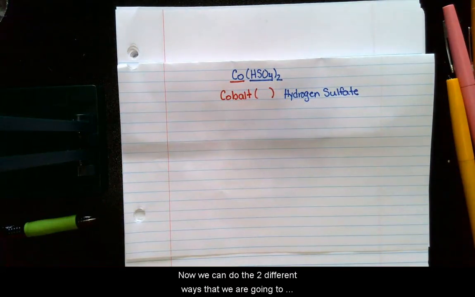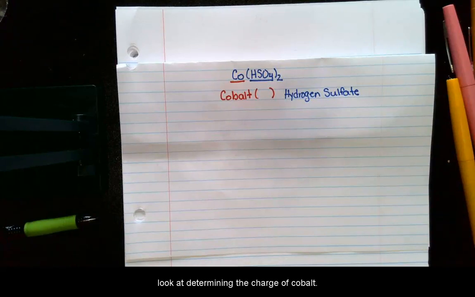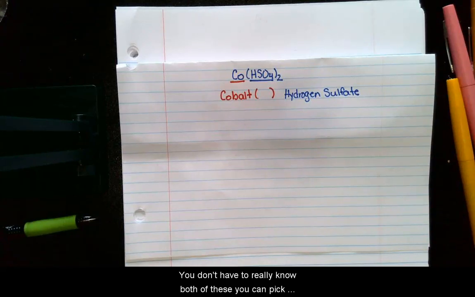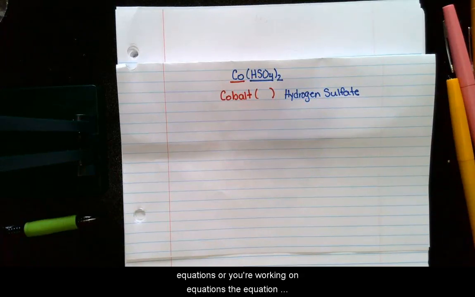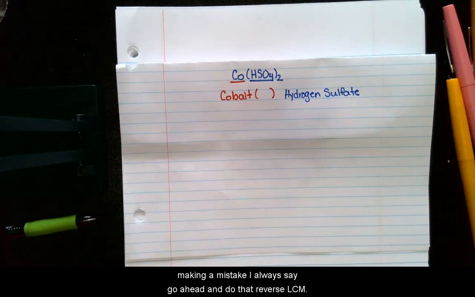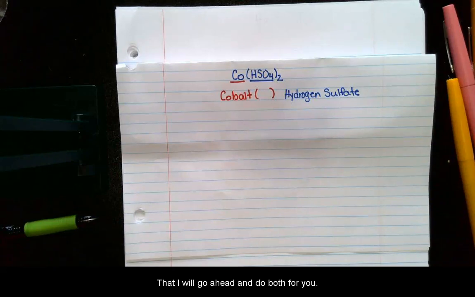And now we can do the 2 different ways that we are going to look at determining the charge of cobalt. You don't have to really know both of these. You can pick which one works best for you. If you've already done ionic equations or you're working on equations, the equation method is a really great way of seeing how it all works together. If that's a little more complicated or a little too much thought process for you and you're worried about making a mistake, I always say go ahead and do that reverse LCM. But I will go ahead and do both for you.